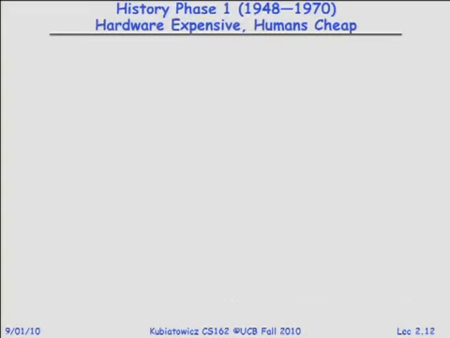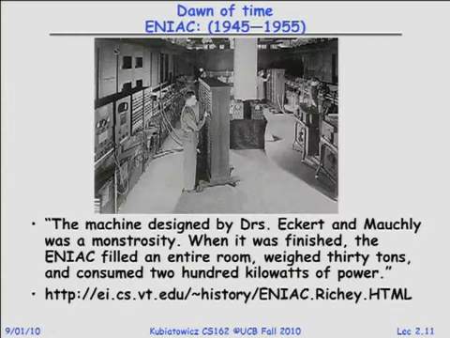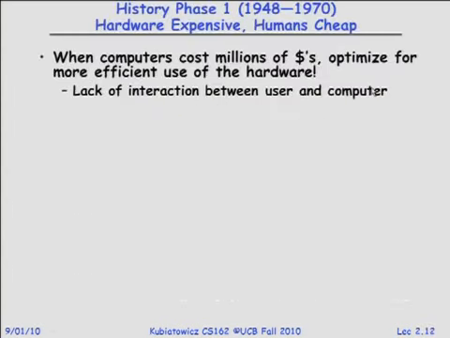So history phase 1, so we'll start at that far end. Basically, hardware was expensive and humans were cheap. Here, look at this guy. He's programming, I hate to even call it binary, he's programming in patch cord. But that's okay because the machine is expensive. So what you're going to optimize in this regime is more efficient use of the hardware. Lack of interaction between the user and the computer is okay. So we have a user at a console, maybe, or at a patch board, one user at a time.